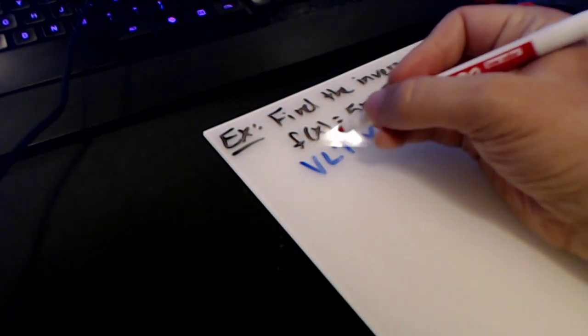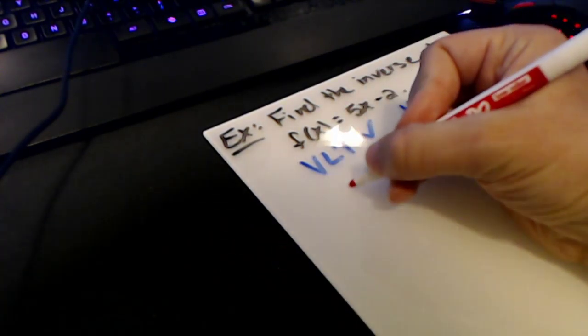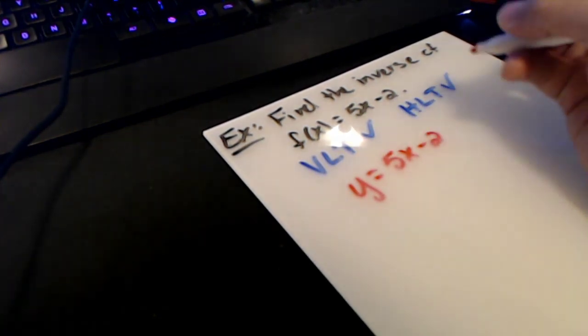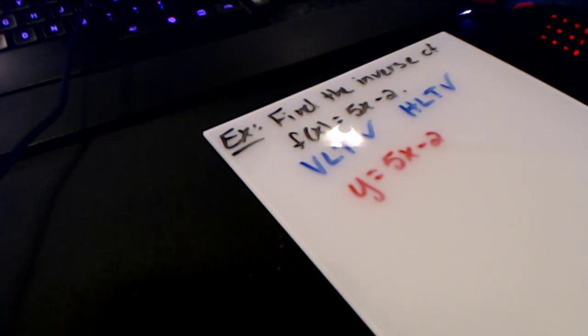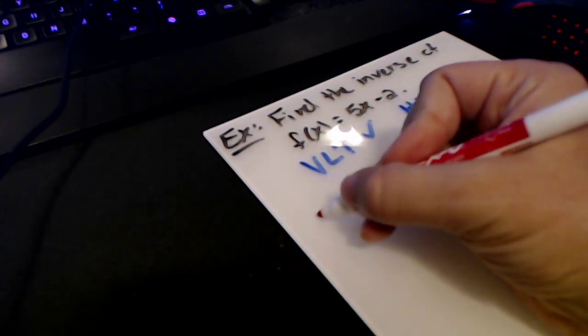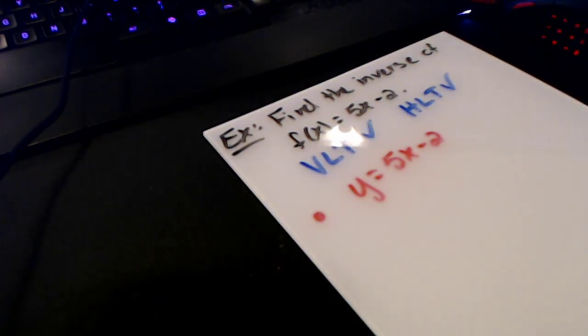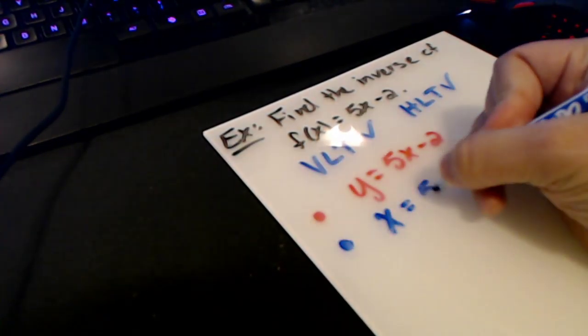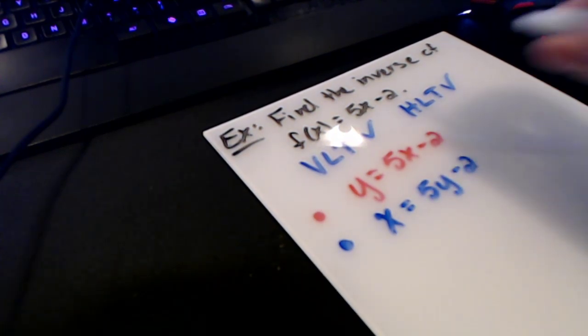So we're going to change f of x to y. So y equals 5x minus 2. That was our first thing we had to do, so make a little bullet there that we did that. The next thing that we need to do is swap our x and y. So we're going to make that x equals 5y minus 2.